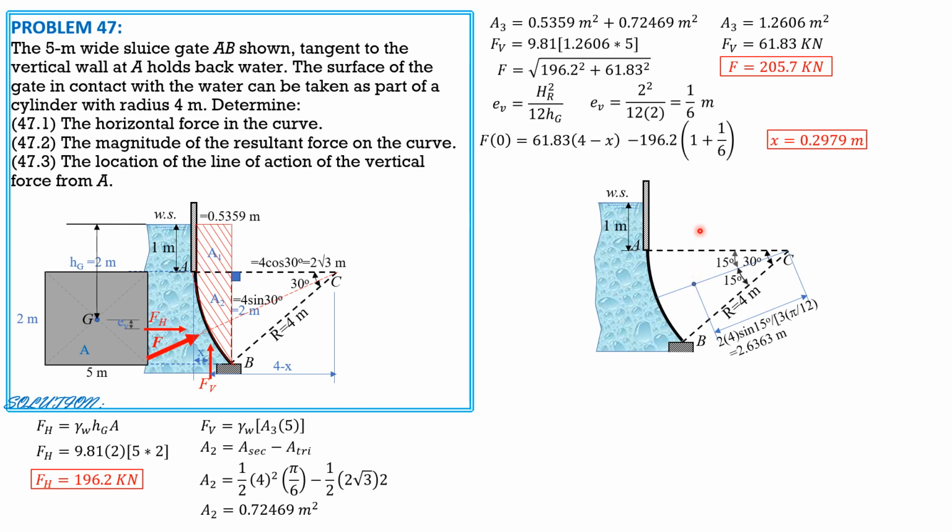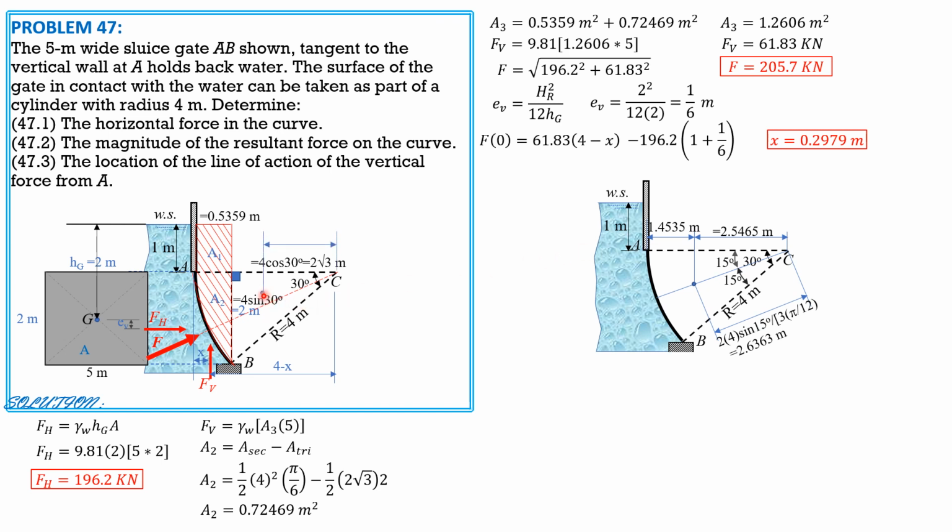Then we need this distance, the horizontal projection of that centroid, because it is the horizontal projection that is required. Then this is hypotenuse 2.6363 cosine of 15. The angle is 15. Imagine a right triangle. And that is 2.6363 cosine of 15, and using your calculator, it's 2.5465 meters. Therefore, the horizontal distance of the centroid of the sector from A is 4 meters minus 2.5465, where 4 is the radius. So 1.4535 meters.